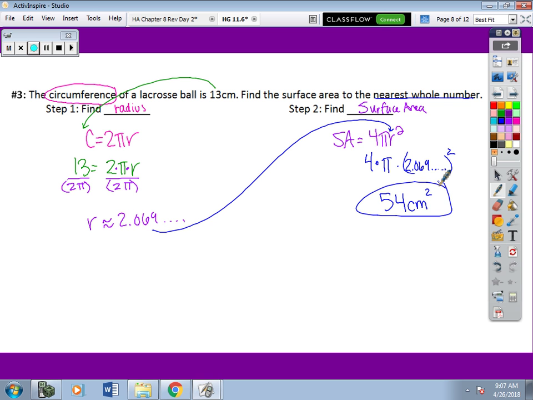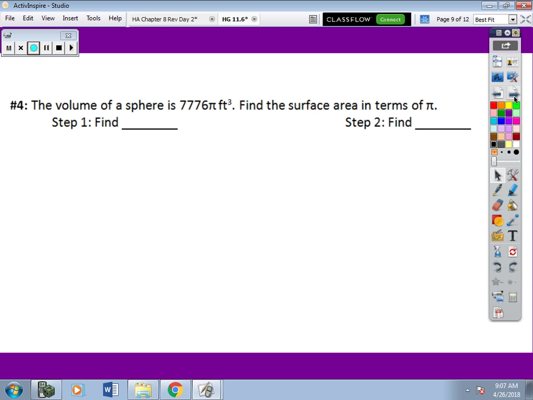All right, now the next one is going to be the hardest one. When given the volume, find the surface area. So this is going to use both formulas that we just learned on the front, volume and surface area. If we're given the volume, the first thing we have to do is work backwards to find out what the radius is. And then we'll use the radius to find the surface area.